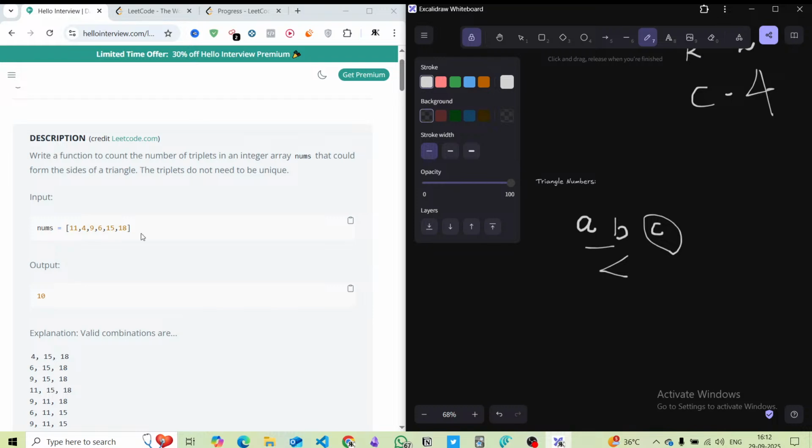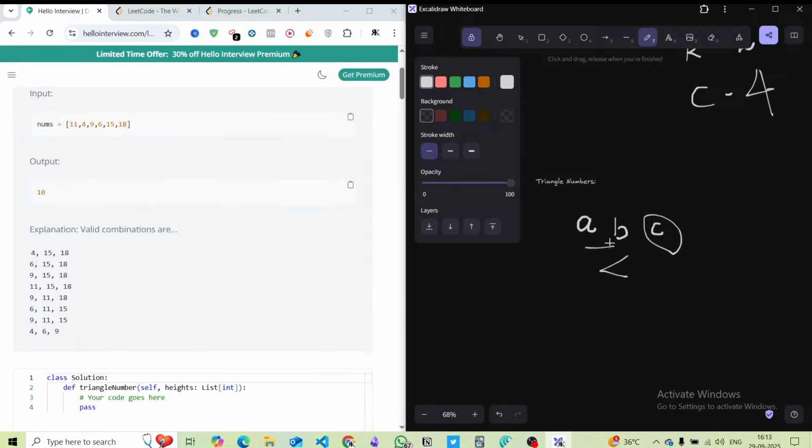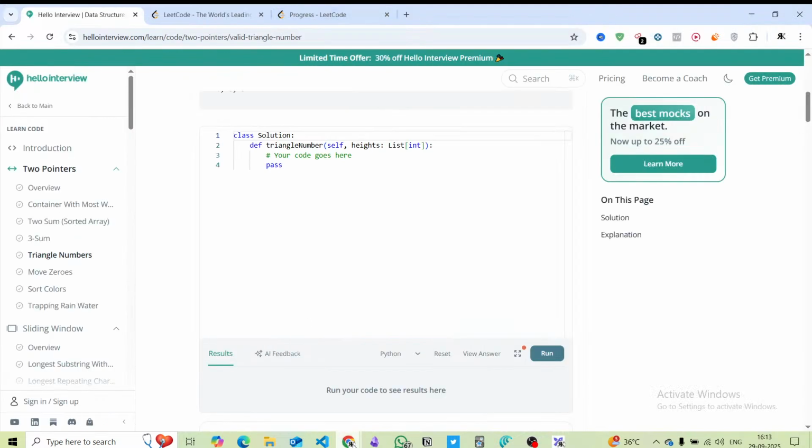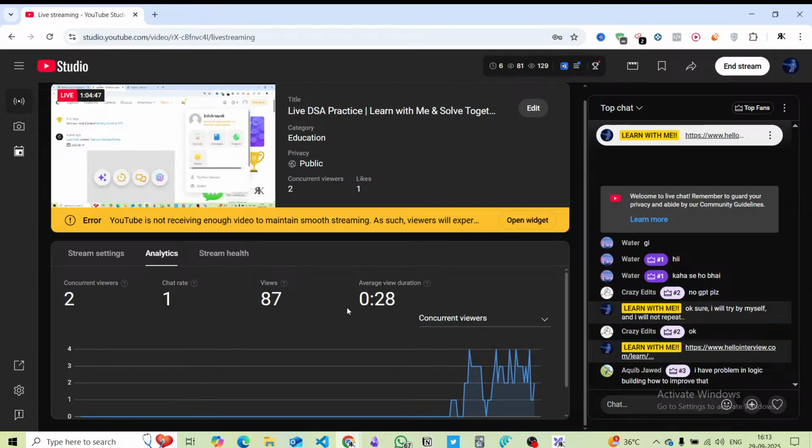So we need to find this kind of triplets from the given list of numbers, and then we count how many possible triplets achieve this condition. If we add up a plus b, it must be greater than c. If we add up b plus c, it must be greater than a. If we add up a plus c, it must be greater than b. I hope you understand what the problem is.